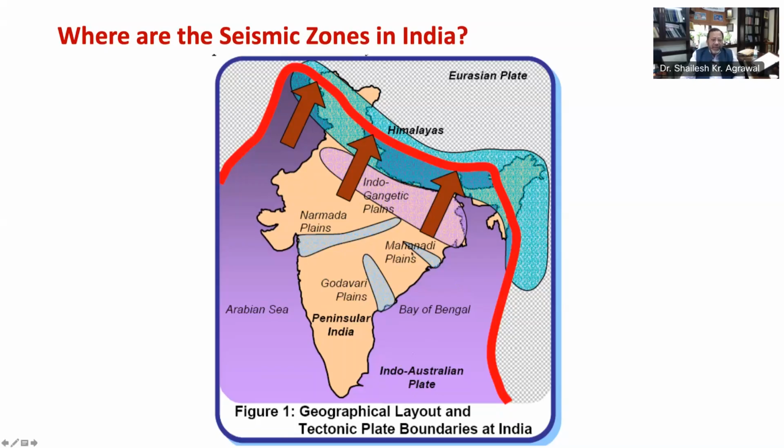There are three chief tectonic subregions India can be divided into. Number one, the mighty Himalayas along the north. Two is the plains of Ganges and other rivers that are shown here, Indo-Gangetic Plain, Narmada Plain, Mahanadi Plain, and the peninsula.